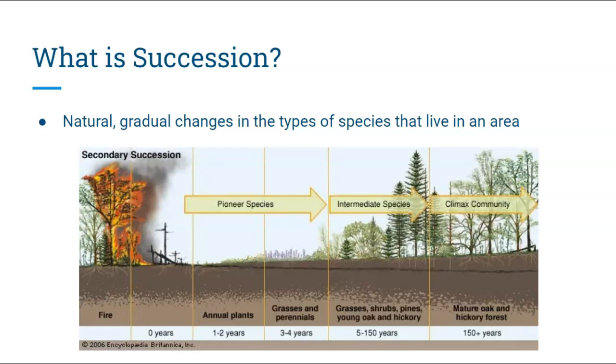Succession is a natural and gradual change in the type of species that live in an area. So as something happens, in this case a forest fire, and it destroys all of the large and main species in an area, this is how that ecosystem can get back to where it once was, based on the natural and gradual changes of what species are existing in that area as it grows back.